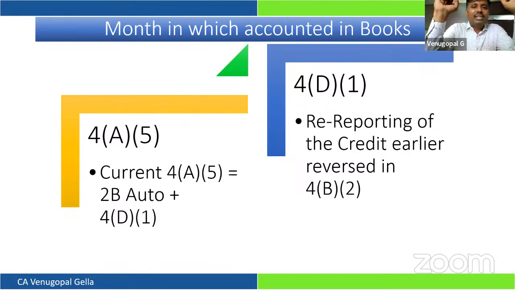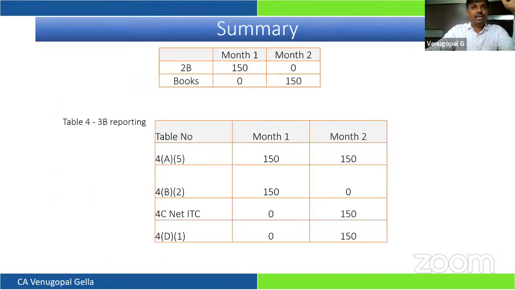So the recent advisory that has come says the opening balance in 4B2 read with the current period reversal should always be higher than the reporting value of 4D1. So you cannot re-avail a credit more than what you have reversed. So if you have done it, you will get a notice for the same.